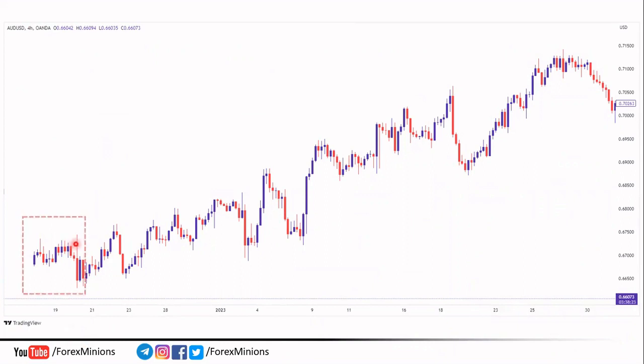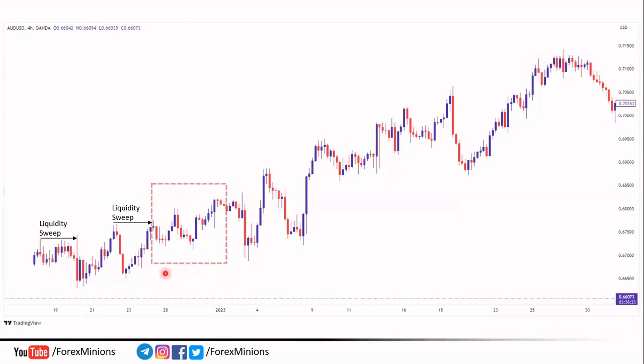Notice these highs. This candle just swept the previous high by candle wick. So this is a liquidity sweep. Again, here. Notice these highs, this candle just swept the previous high by candle wick. So this is also a liquidity sweep.